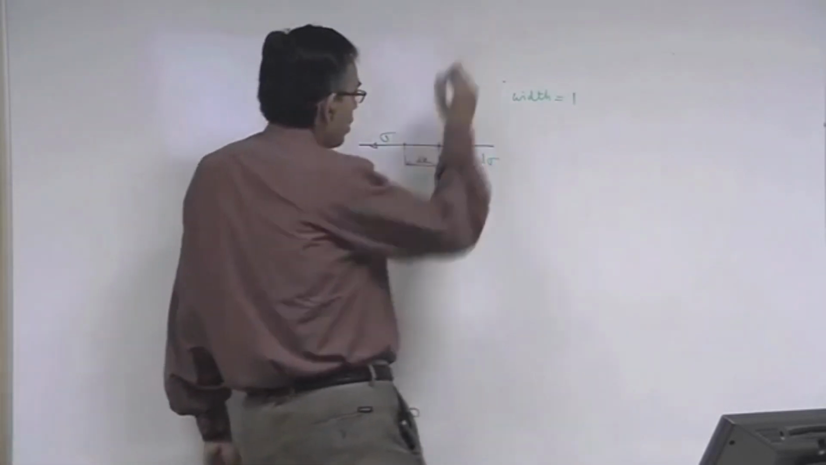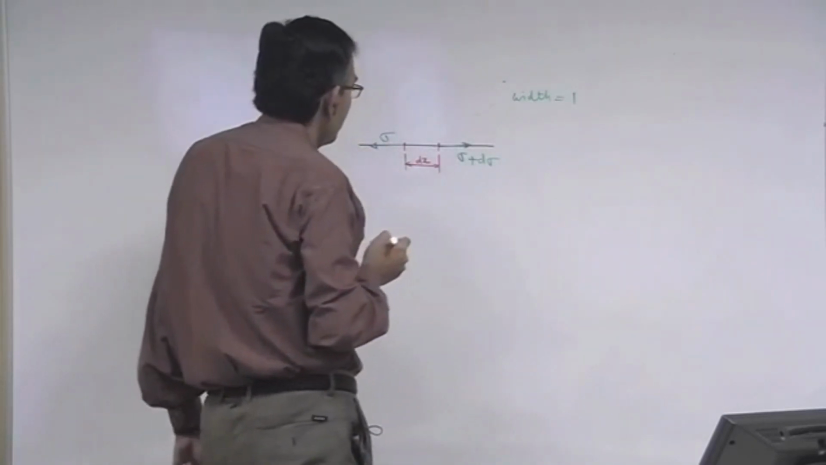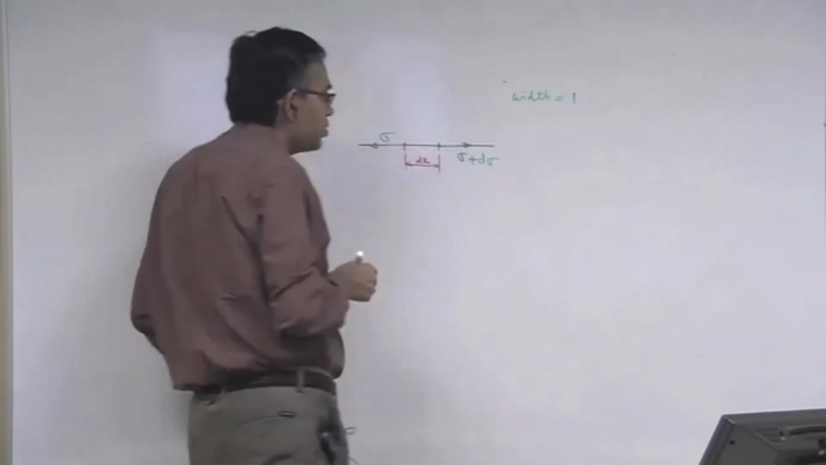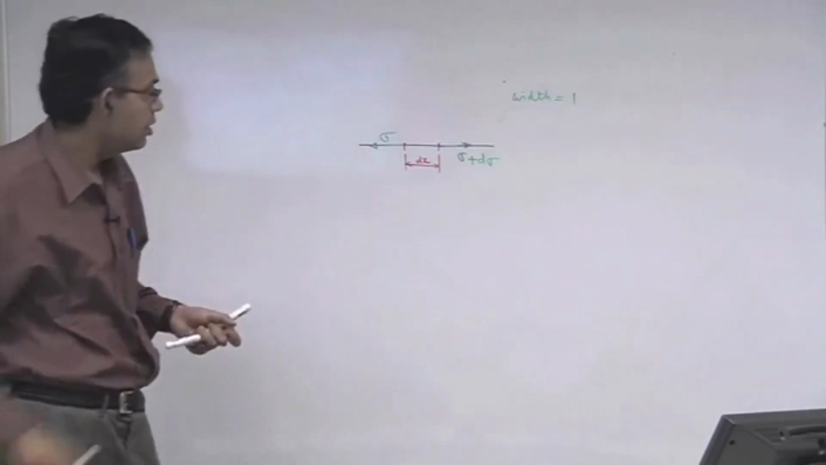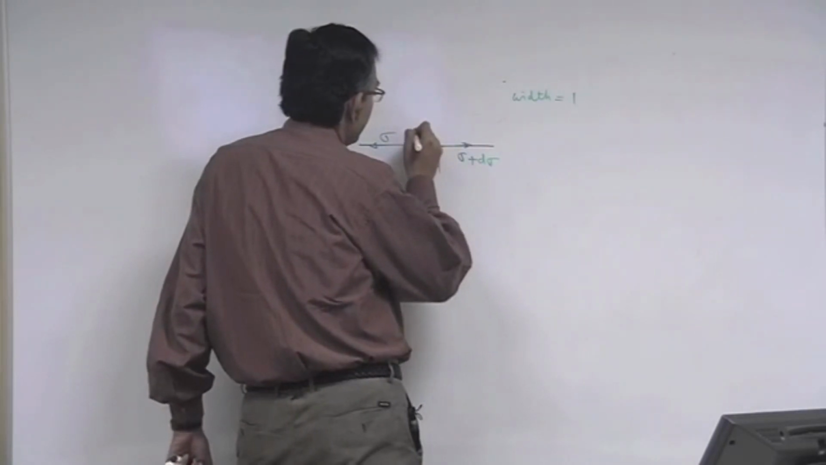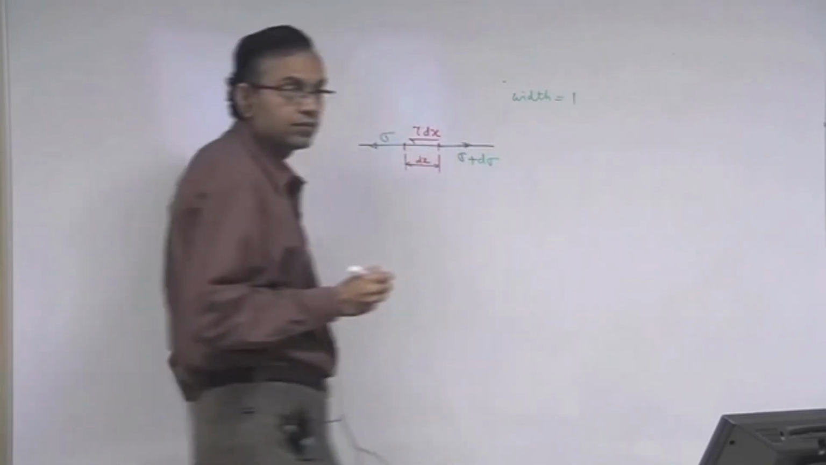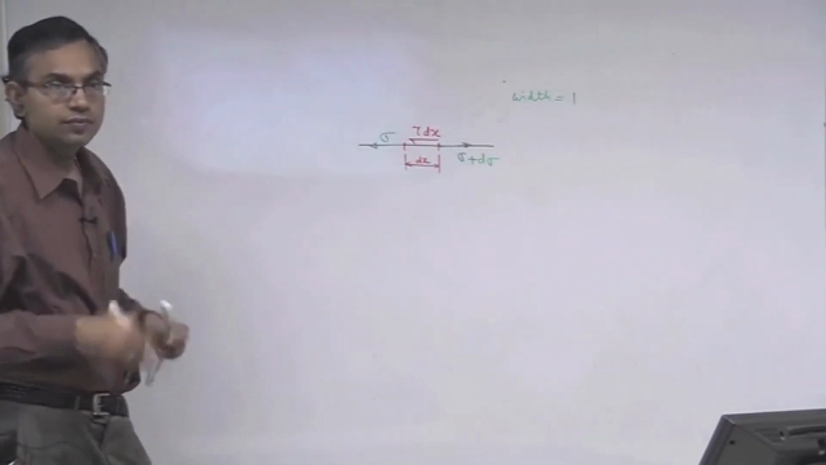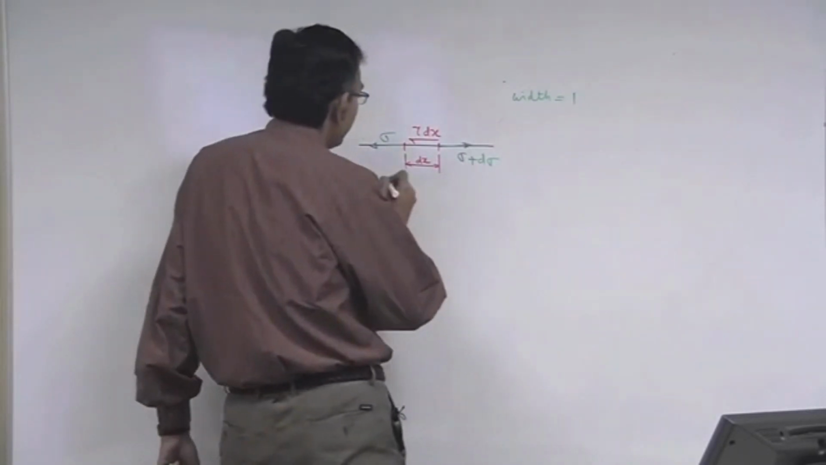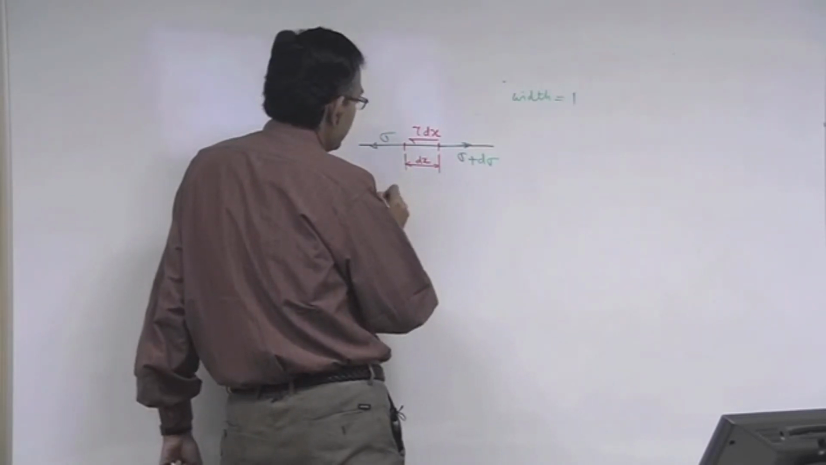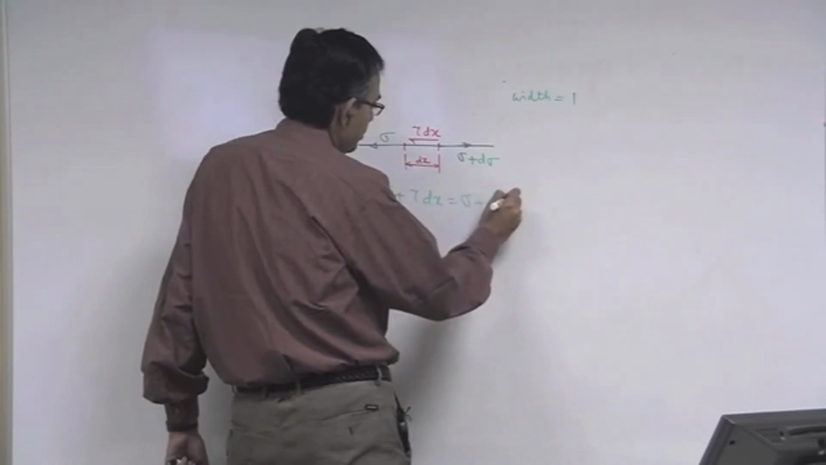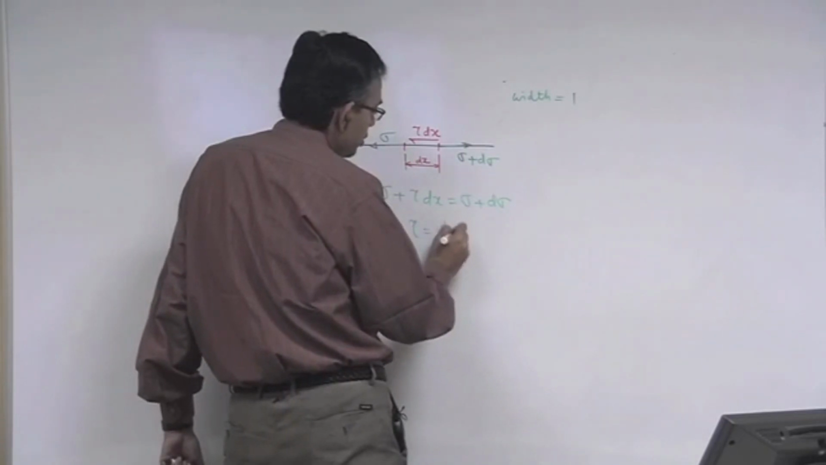Now we can write, so there is an imbalance of sigma and sigma plus d sigma, so that may be balanced by a shear force, which is tau into dx into 1, where 1 is the width. So we can write from the force balance, that is sigma plus tau dx is equal to sigma plus d sigma. That means tau is equal to d sigma by dx.